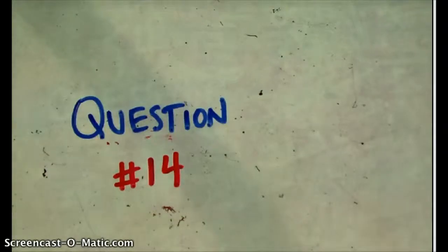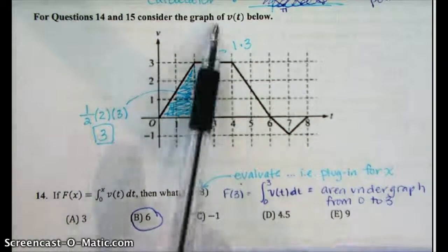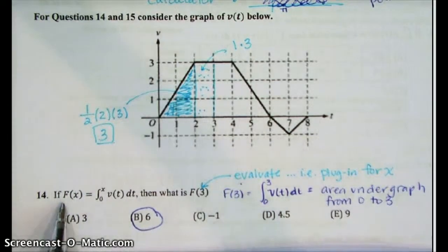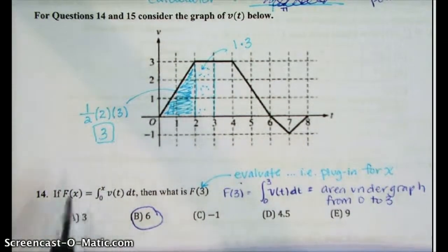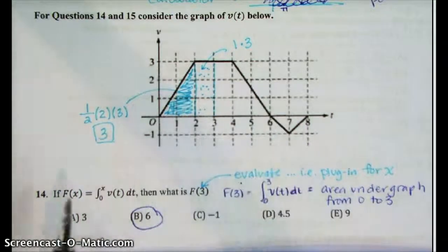Question number 14. Both 14 and 15 are questions that use a graph. It's really important that you realize that this graph is v of t, not f of t. Now that we understand the fundamental theorem of calculus, we can understand this to be the derivative graph, if you like. So f is the antiderivative of v. In other words, it's the function defined by the integral, which also means that v of t is the derivative of f. You know that.